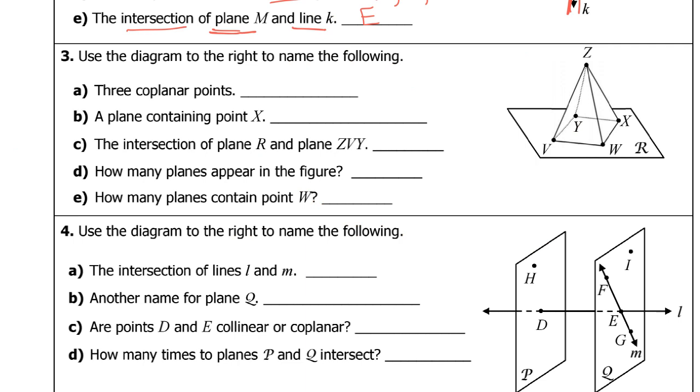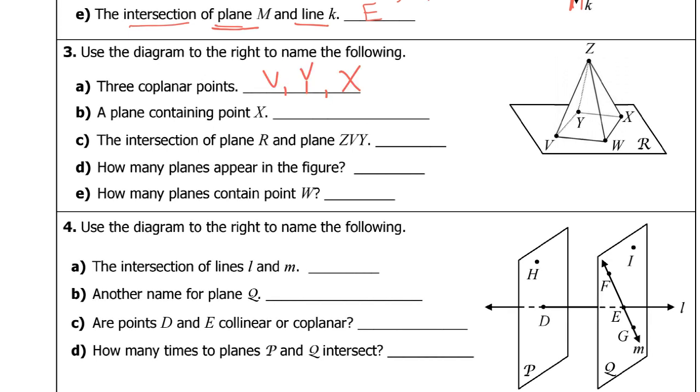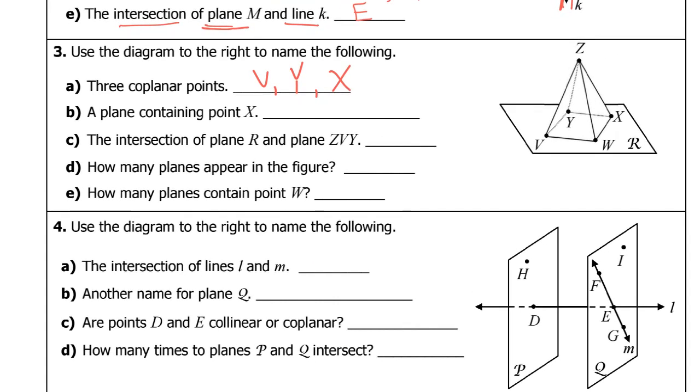All right, number 3, part A wants us to name 3 coplanar points. So 3 points that are on the same plane. It doesn't matter which 3 points you pick. I picked V, Y, and X. All right, part B is asking for a plane containing point X. So you just have to name the plane. It's already labeled for you, plane R.